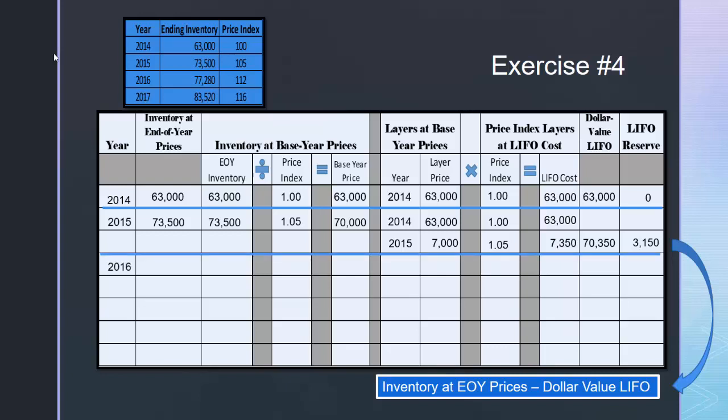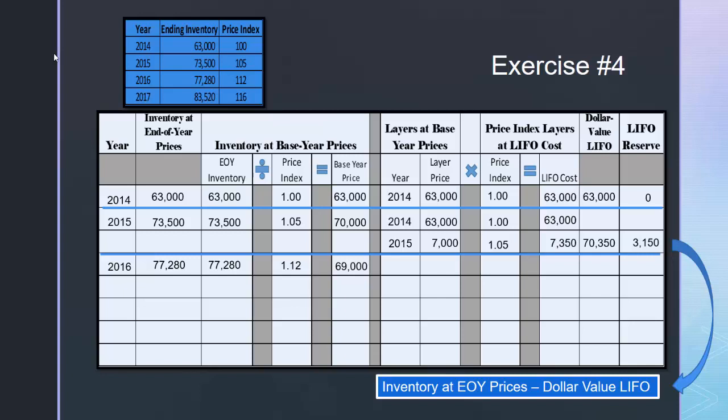And our next year is 2016. In 2016, we had ending inventory on our books of 77,280. Let's bring that number over to the EOY inventory column, and then we're going to divide it by that year's price index. In 2016, it's 1.12. So that $77,280 worth of inventory we had at the end of 2016 would have cost us $69,000 in our base year of 2014. So our inventory, even though the number went up, at base year price, it went down.